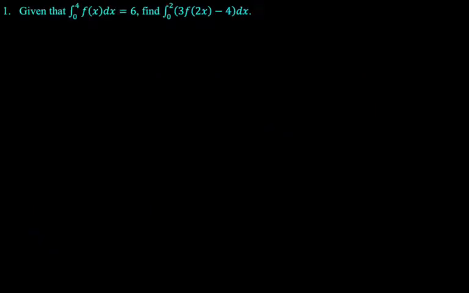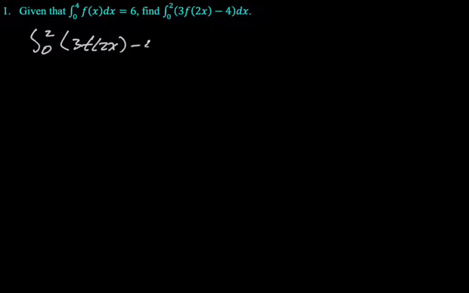Given that the integral from 0 to 4 of f of x dx is 6, find the integral from 0 to 2 of 3 times f of 2x minus 4 dx. So the first thing I do with this problem is I say to myself, the integral from 0 to 2 of a sum or difference can be broken up into two integrals. So I'm actually going to break this up. I'm going to start with the original integral.